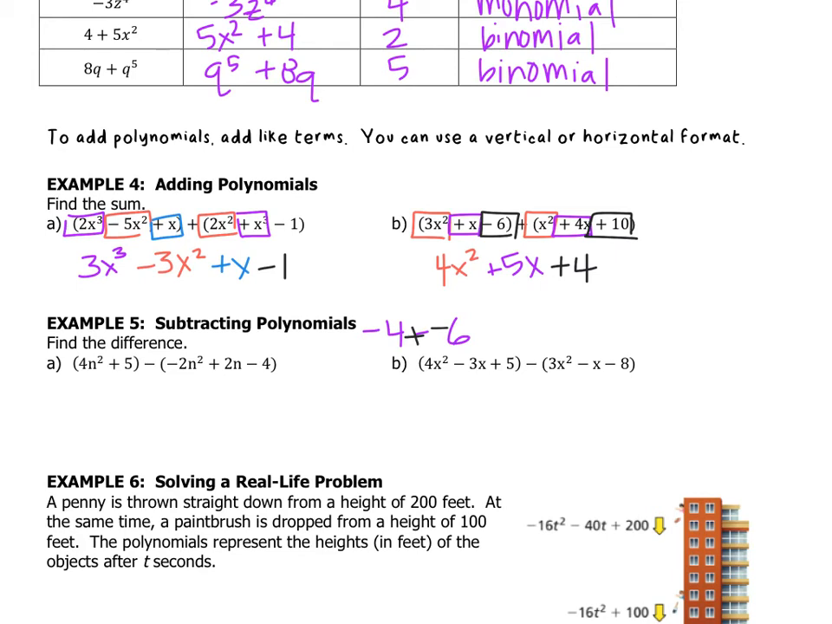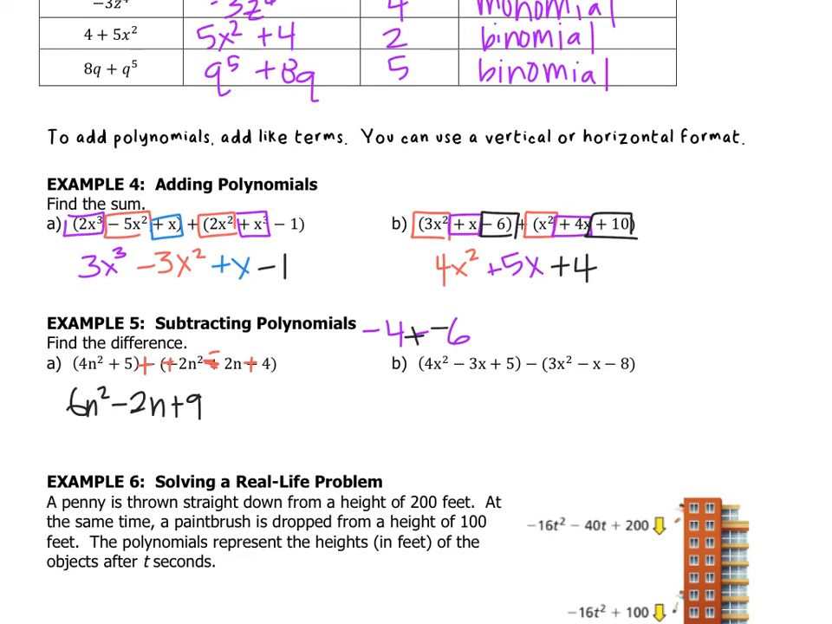So we have 4n squared plus 5. Now let's change that to a plus. That's going to turn to a plus. That's going to turn to a negative. And that's going to turn to a plus. So all three of those pieces changed, and you only changed the second polynomial. But you have to remember to change everything. Now it's just an addition, and you combine like terms. So you get 6n squared minus 2n plus 9. And then you just double check that it's in standard form.